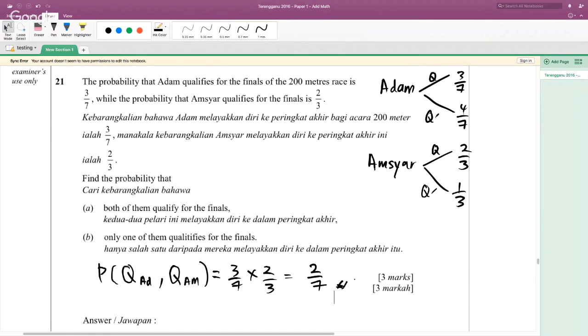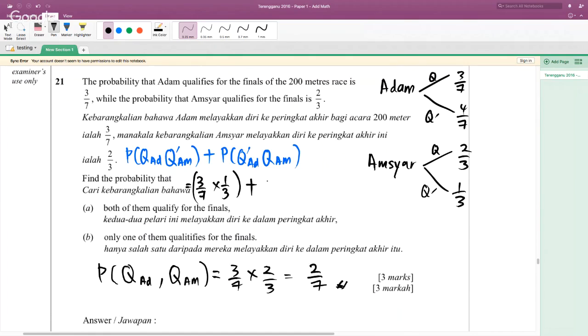Okay, only one of them is qualified. So that means I consider Adam is qualified, then Amsha should not qualify because only one of them qualifies. Plus, if Adam is not qualified, then Amsha should qualify. Okay, so then I just substitute the values I have. Adam qualified will be 3/7. And then not qualified will be 1/3.